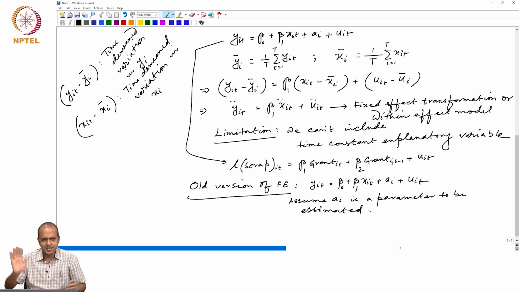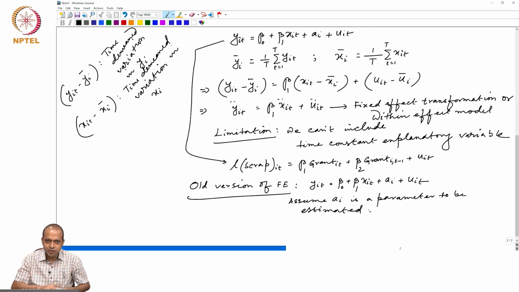After that, it might get changed. As you grow older, your skill may go up or down. But at least for some period of time, this A_i would remain constant, right? So, we are assuming that individuals are different in terms of their skill. So, how will you accommodate the fact that individuals are different?